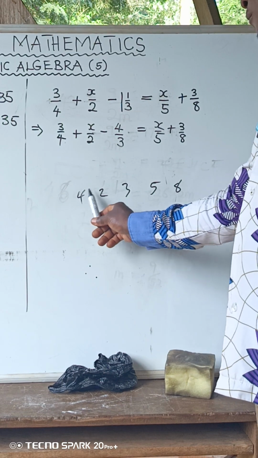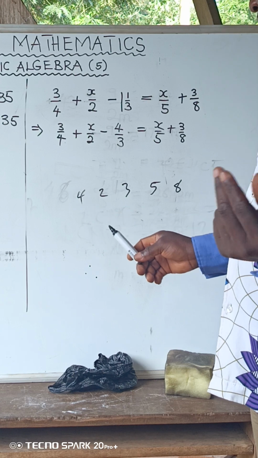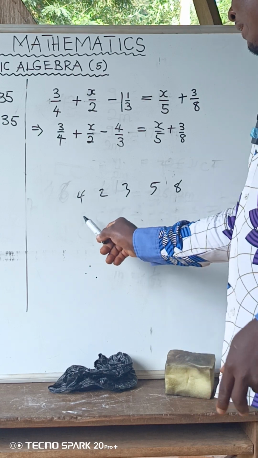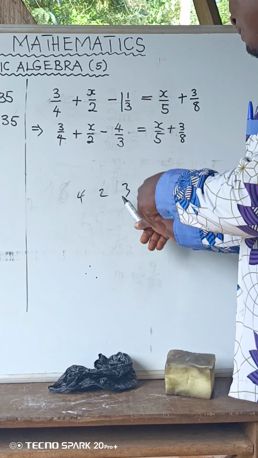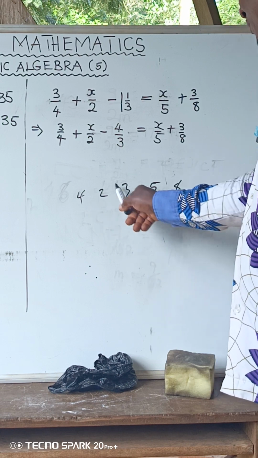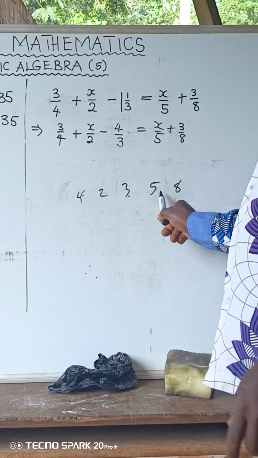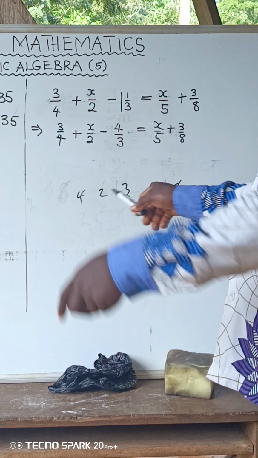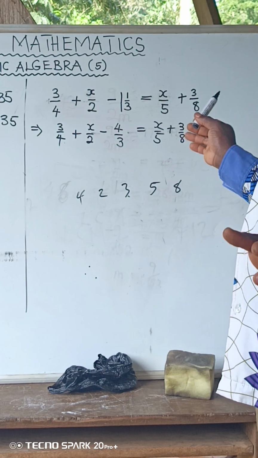You can find the LCM of two of them at a time. You can find the LCM of this and this. Then after that, you find the LCM of that LCM and the third one, and then the fourth one, and do so until all the numbers are done. You can do that.